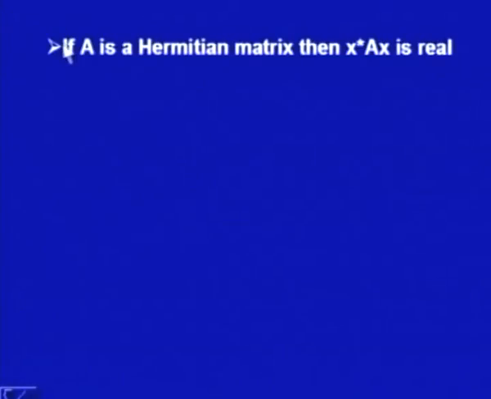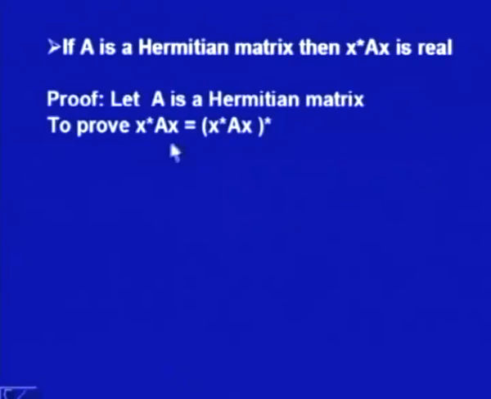Then if A is a Hermitian matrix, then x star Ax is a real number. So this is another result. Let us try to prove this. Let A be a Hermitian matrix, we have to prove that this number is a real number.